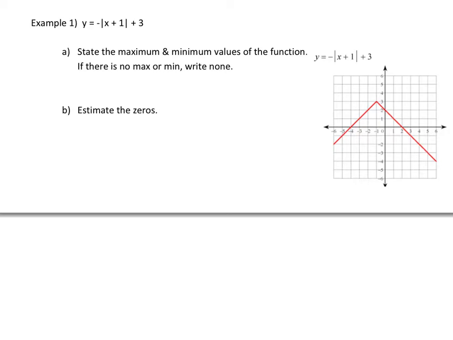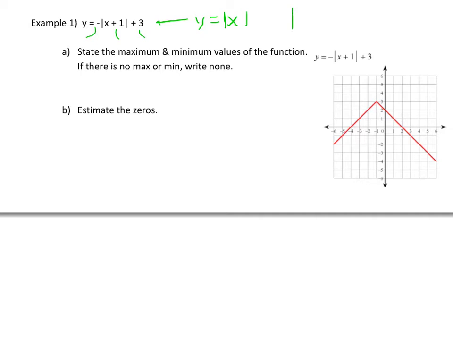Here we're going to look at an example and describe or interpret this graph. Now if you look closely at the graph or the equation given, this is an absolute value function, but it has had things done to it. We have a negative sign there, we add a 1 there, and we add a 3 there. So this graph, this function, has been transformed. So what does it look like after that transformation?